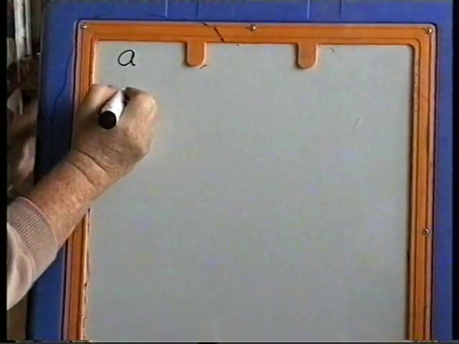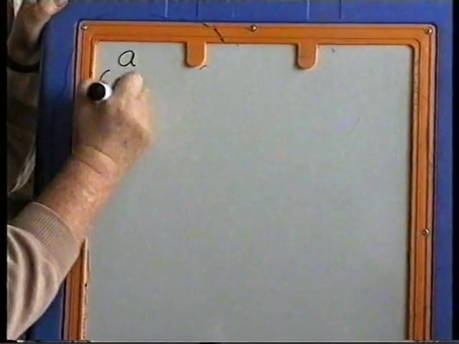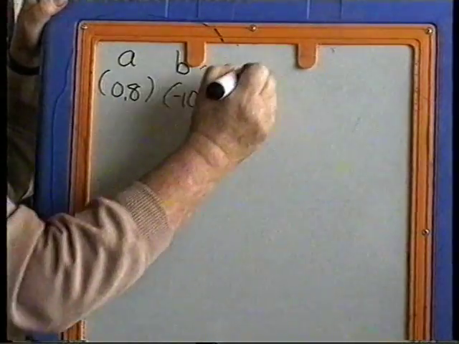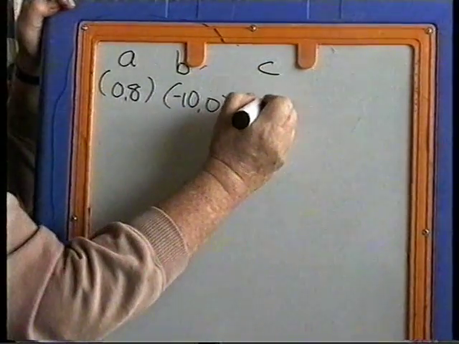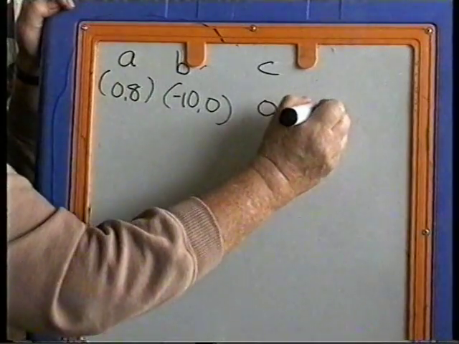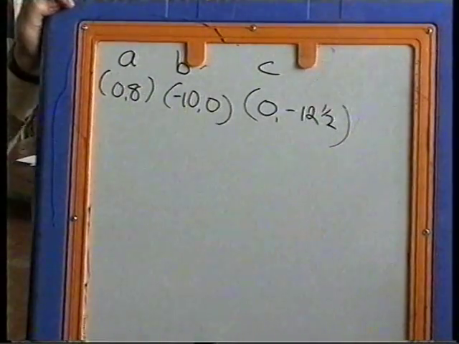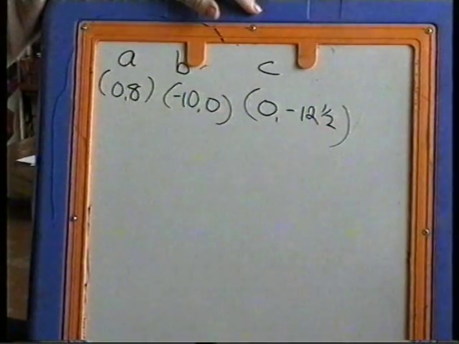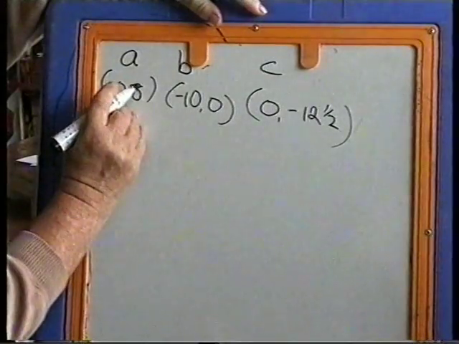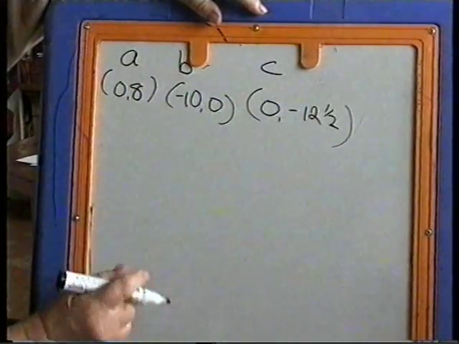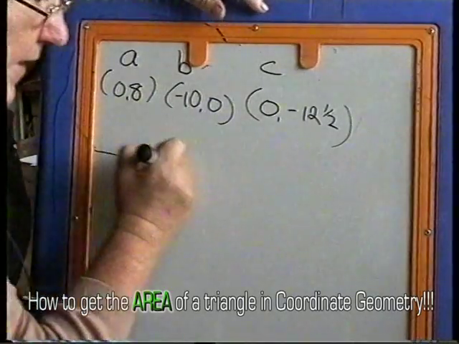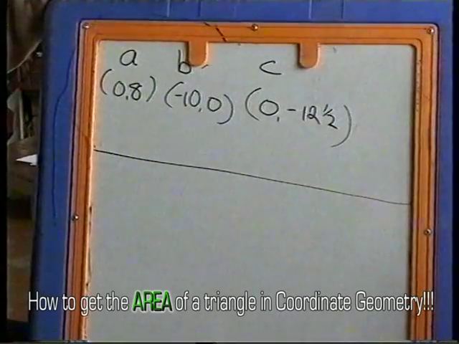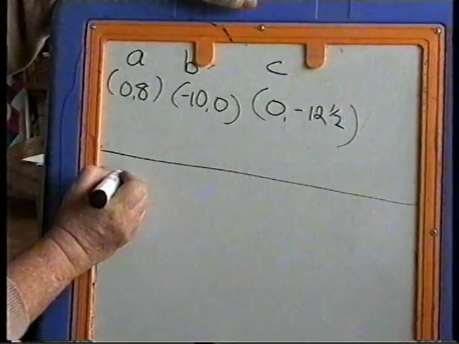A is the point 0, 8. B is the point minus 10, 0. And C is the point 0, minus 12 and a half. Before I can get the area of that, I must bring one point to 0, 0 to get the area of a triangle. We haven't done that, so I'll just go quickly over getting the area of a triangle. I'm only going to show you how this is done. I'm not going to explain why.